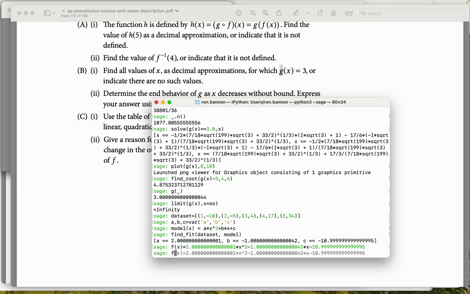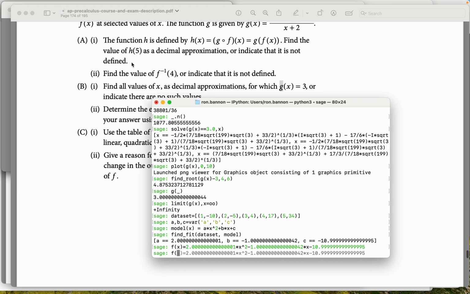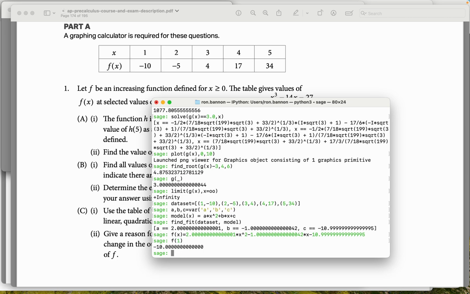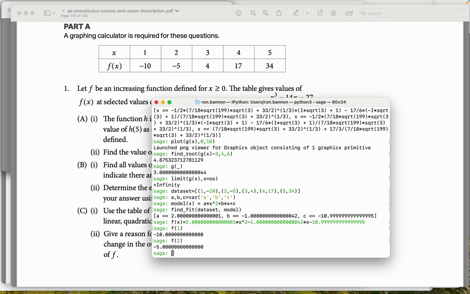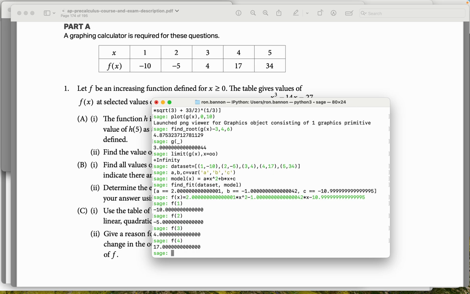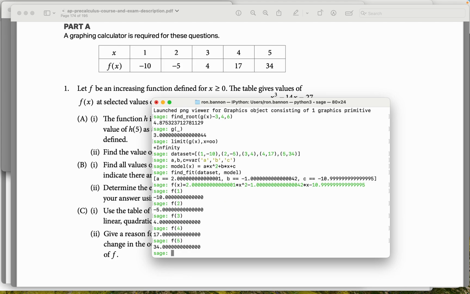Now, if you did this over here, f of, let me go back to these things over here. f of 1 should be around minus 10. I get that. f of 2 should be around minus 5. I see that. f of 3. You notice how nice it fits, by the way. And really, this data they're giving me is quadratic, by the way. f of 4 should be 17. I'm seeing that, and f of 5 should be 34.